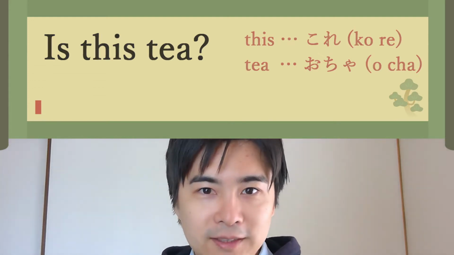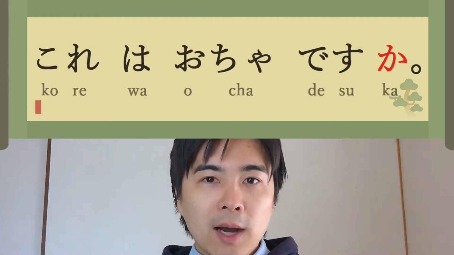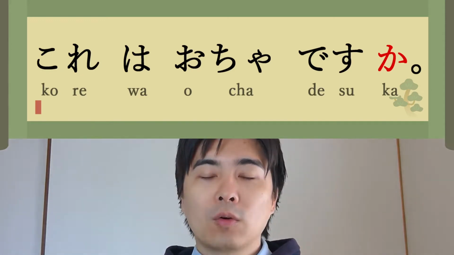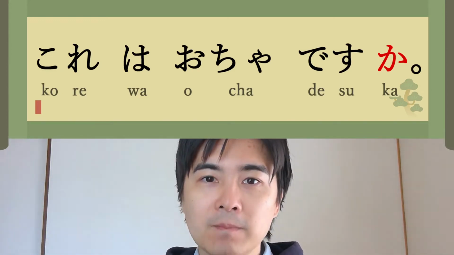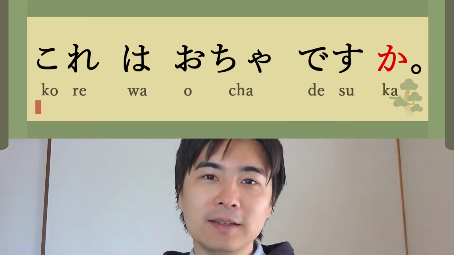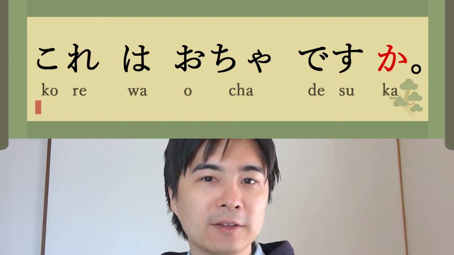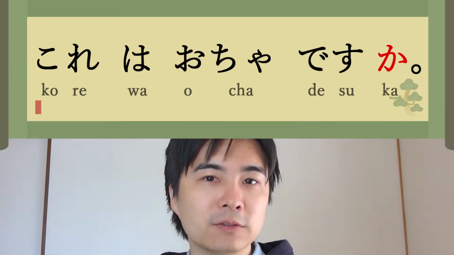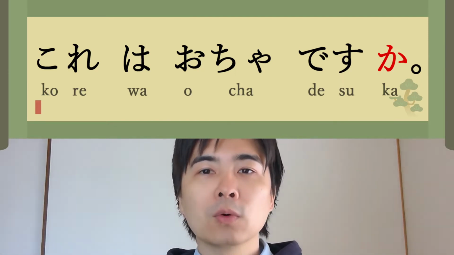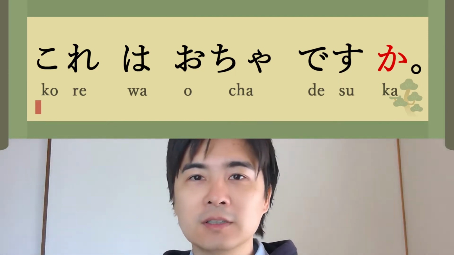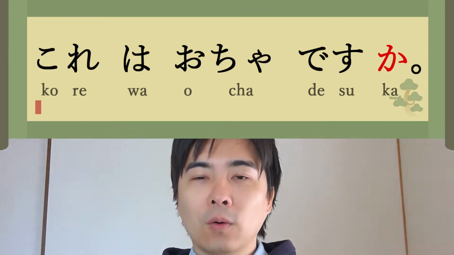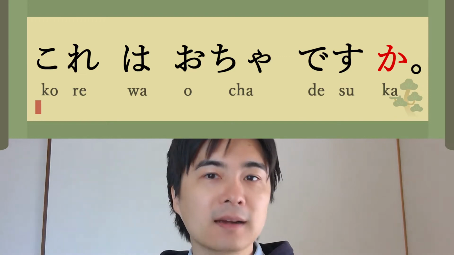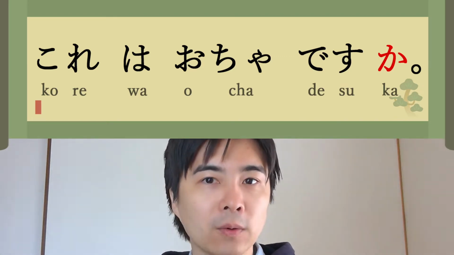So, the answer is, これはお茶ですか? How was it? Maybe it was not that difficult because you just need to add the particle か at the end of the sentence. The affirmative sentence corresponding to this question is, これはお茶です. So, the interrogative sentence is, これはお茶ですか? The only difference is the question marking particle, か.